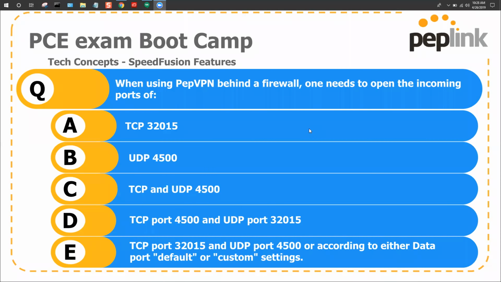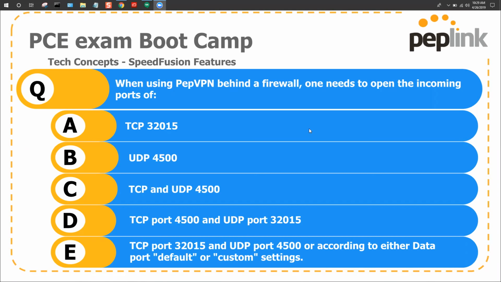Well, let's go ahead and get into some more questions. When using PepVPN or SpeedFusion behind a firewall, you need to open the incoming ports of TCP 32015 and UDP 4500, according to either the data port default or custom settings.